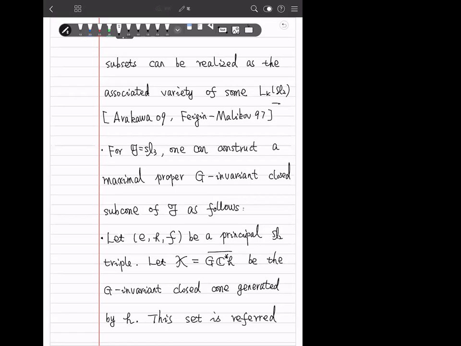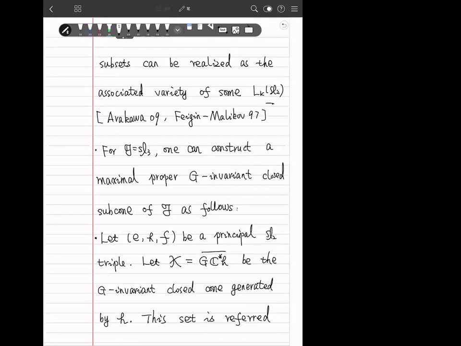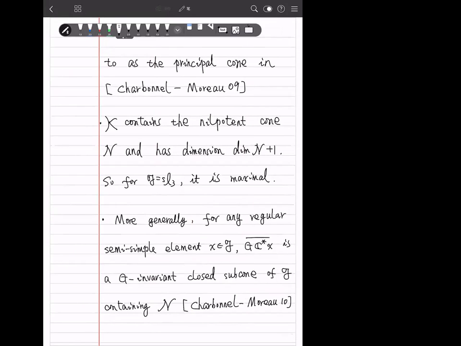Now we let e, h, f be a principal SL2 triple. Here I think I don't need to explain what principal means, right? Now let chi be the G-invariant closure of the cone generated by this h. This set is referred to as the principal cone in their paper. So this chi contains the nilpotent cone N, and it has dimension, the dimension of N plus 1.